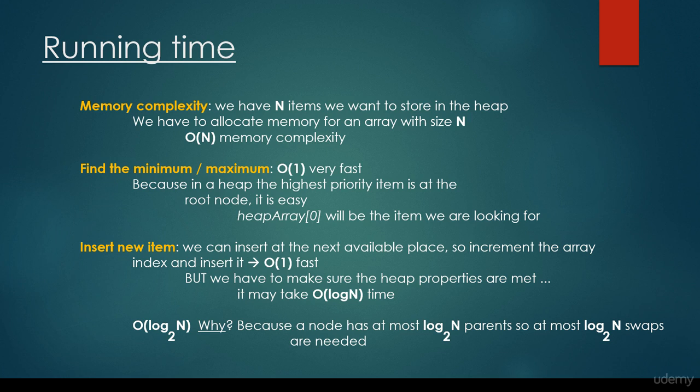What about inserting new items? We can insert at the next available place in the one-dimensional array. So basically we just have to append it at the end of the one-dimensional array. So increment the array index and insert it there. It's very fast, O(1). But it's very important that on every insertion we have to make sure that the heap properties are met.